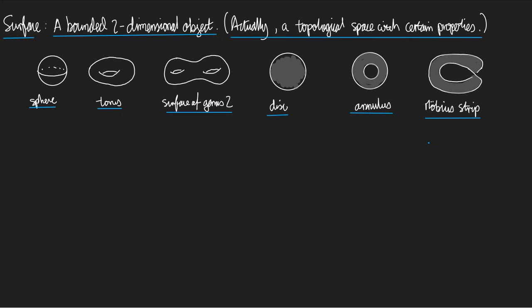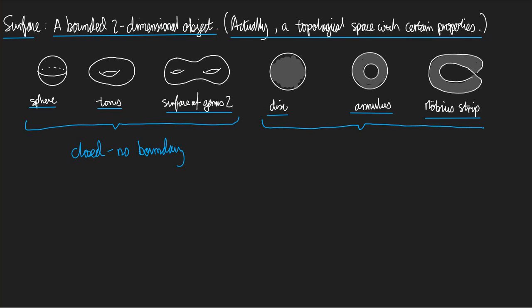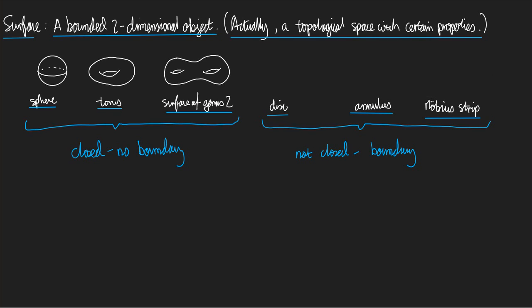Now, a surface is called closed if it has no boundary, and it's not called closed if it has a boundary. So which of these have boundary and which don't? Well, these do not have any kind of boundary. They are closed. While these all have boundary. What are their boundaries?